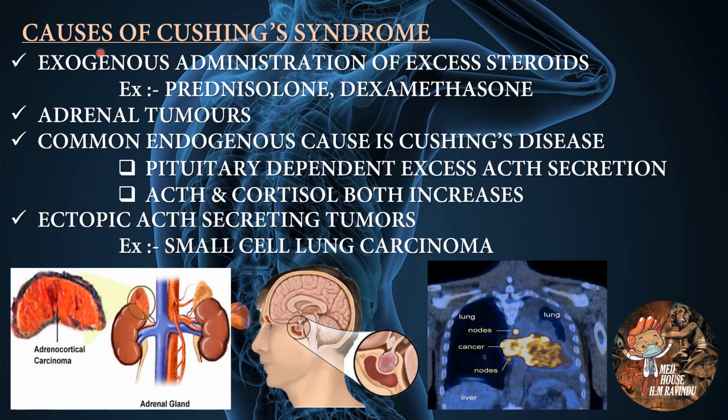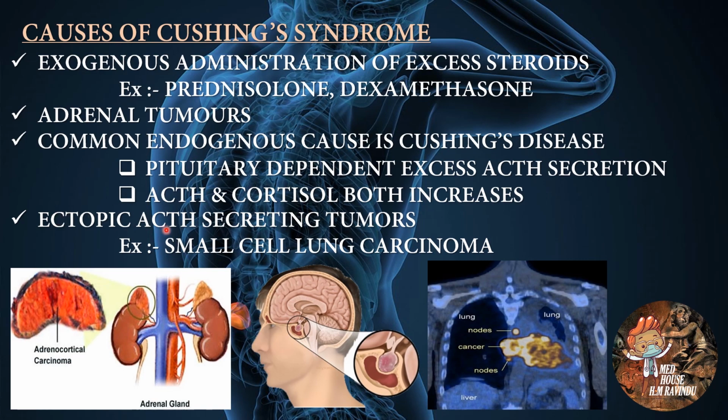Let's see what are the causes of Cushing's syndrome. The commonest exogenous cause is administration of excess steroids like prednisolone and dexamethasone. Also, adrenal tumors can cause Cushing's syndrome. The commonest endogenous cause is Cushing's disease, which is a pituitary dependent excess ACTH secretion. In this case, ACTH and cortisol both increase.